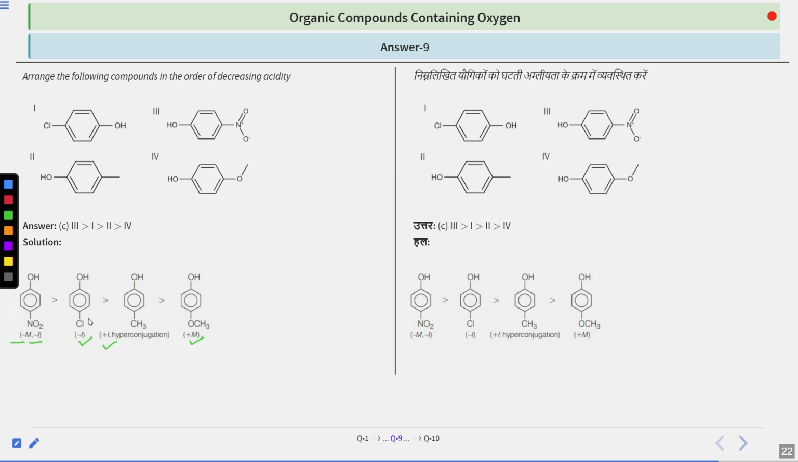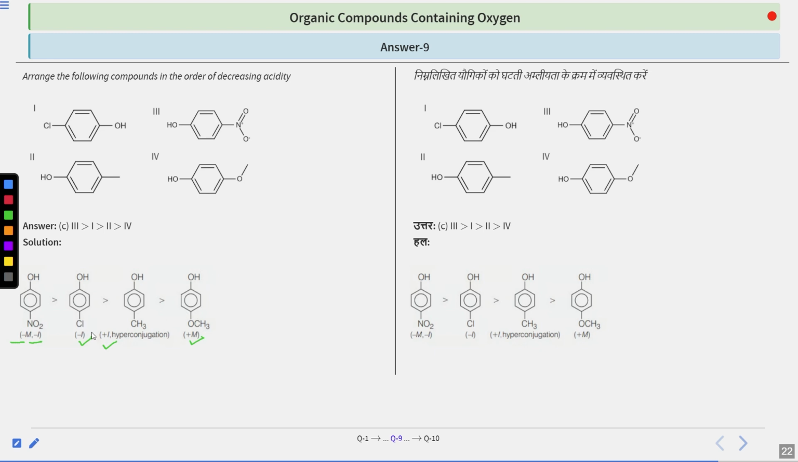You can see that chlorine, right? Chlorine is an electron withdrawing group, so it will withdraw the electrons from the benzene and increase the acidity. NO2 is also an electron withdrawing group. CH3 is an electron donating group. OCH3 is also electron donating, so electron releasing, you can say. So like this, these groups will affect the acidity of the benzene ring and simultaneously of the oxygen hydrogen bond.